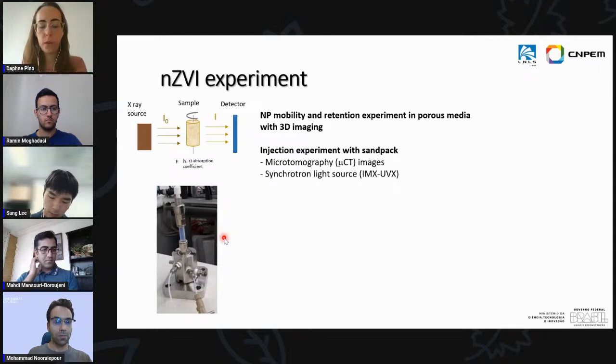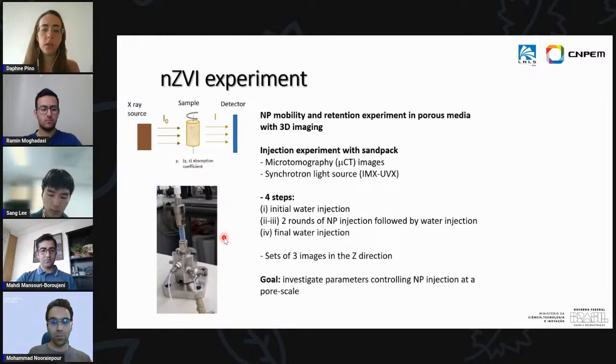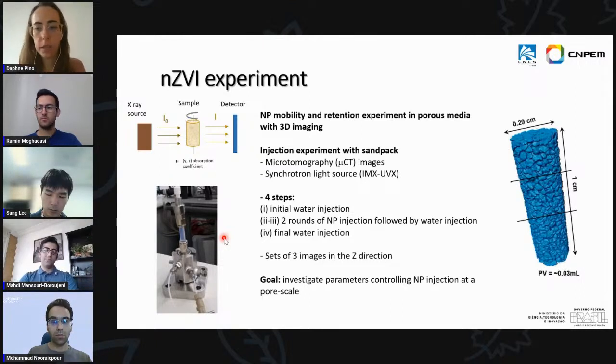So we had a sample with glass beads, and then we filled it with water. So we would have a first image of our sample, our porous media, with water. Then we put the sample through 2 rounds of nanoparticle injection, and each round of nanoparticle injection was followed by a water injection. So we had a sample saturated with water, then injected nanoparticles, water again, then nanoparticles again, and finally water in the end. And what we wanted to see was what was controlling those nanoparticles at a pore scale.